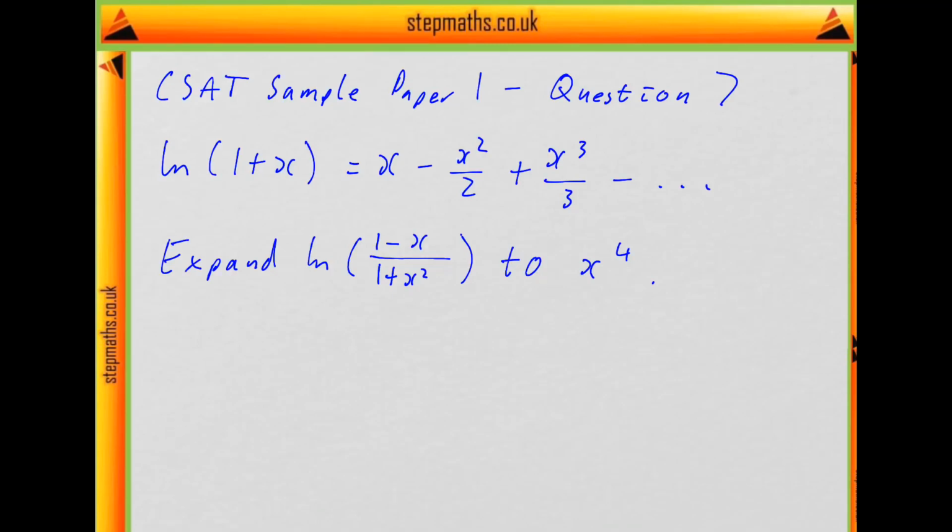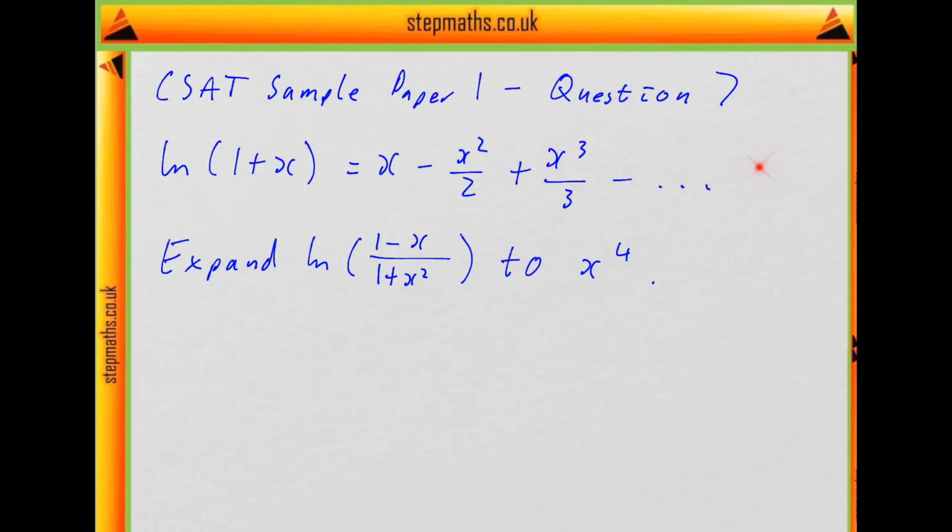This is question 7 from the first CSAT sample paper. In this question we're given a Taylor expansion for log of 1 plus x. So this is x minus x squared over 2 plus x cubed over 3, and it just says minus dot dot dot. But either by recognising the pattern or by having seen this before, you should know the next term is x to the 4 over 4, then we're going to get plus x to the 5 over 5 minus x to the 6 over 6, etc.